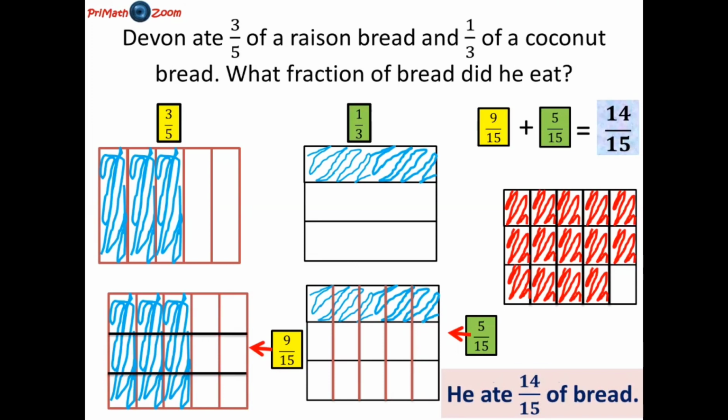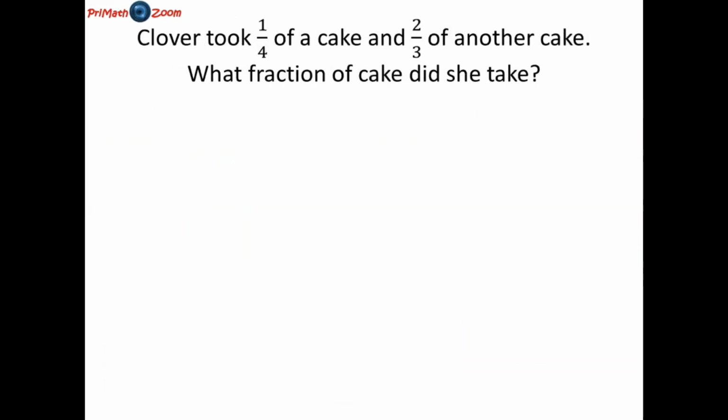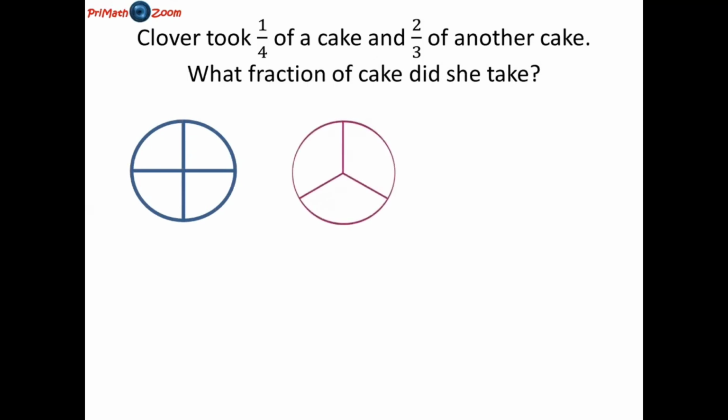Let's check out another one. Clover took 1/4 of a cake and 2/3 of another cake. What fraction did she take? So here's a cake, and we would have divided it into 4 equal parts, each part being a quarter. And we're going to shade 1 part of it. The other cake is divided into 3 equal parts, and we're going to shade 2/3 of it.